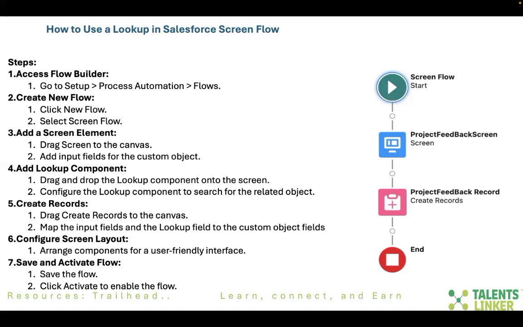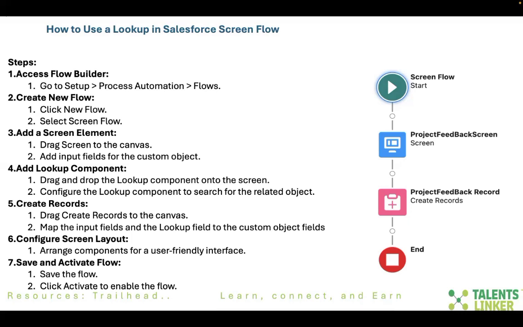The first thing you're going to do, you go to the developer hub, you go to the gear icon, you click on setup. From the setup, you go to process automation. Under process automation, you have flows. Step 2 will take you to create a new flow. Click on new flow, then select screen flow.